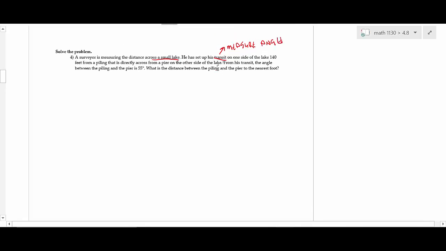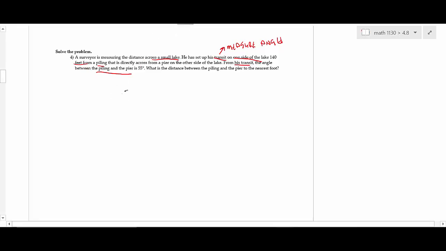And let's see, it says that's on one side of the lake, and that's 140 feet from a piling. That's just something that he's set up so that he can measure the distance from the transit, which is measuring an angle, and the piling on the ground. A lot of times it's pretty easy to measure out a distance on the ground, so that's what he's doing. Then it says from the transit, the angle between the piling and the pier is 55 degrees. So I think I've read that right.